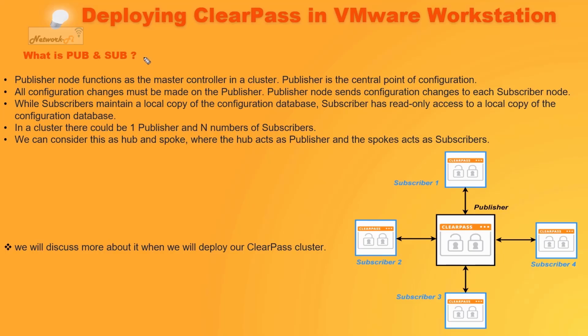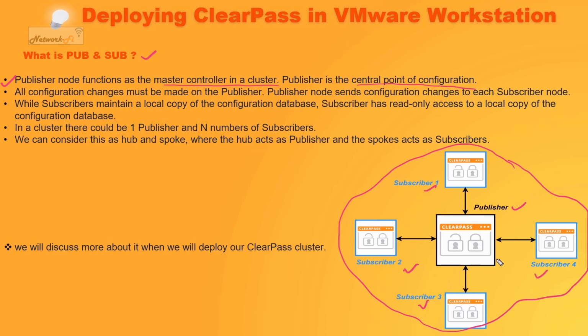All right, so here it is. This is the small introduction about publisher and subscriber. A publisher node is the one that functions as the master controller in the cluster. A publisher is the central point of configuration. If this whole is the cluster, then this is the publisher and all these are the subscribers. A publisher is the one where we actually do the configuration and all the relevant configurations are copied to the relevant subscribers. All configuration changes must be made on the publisher.